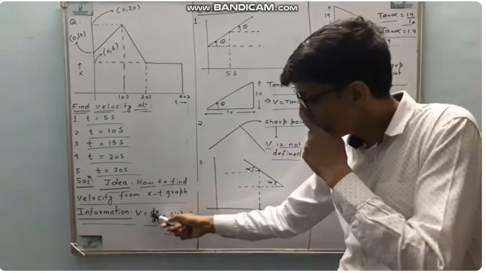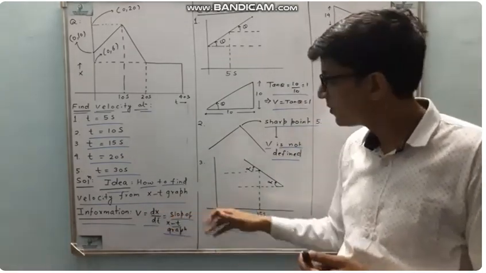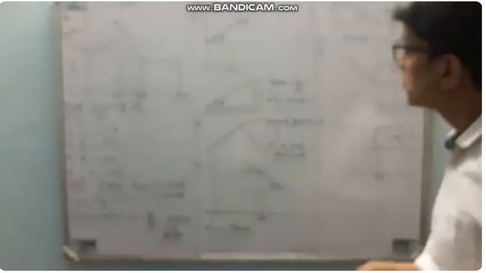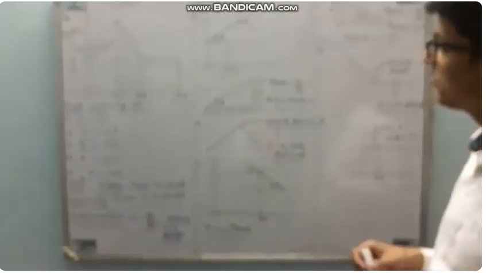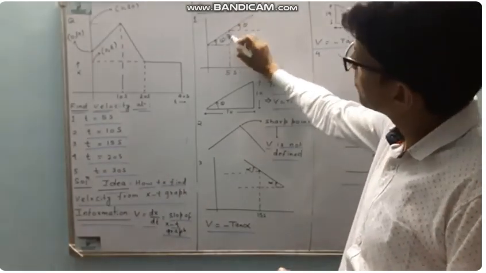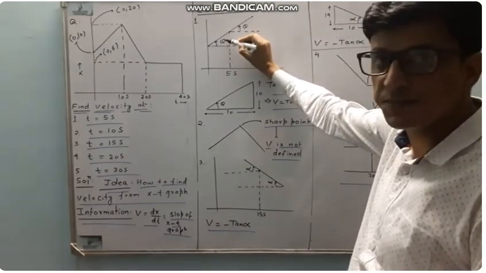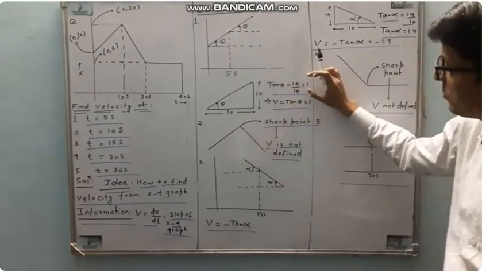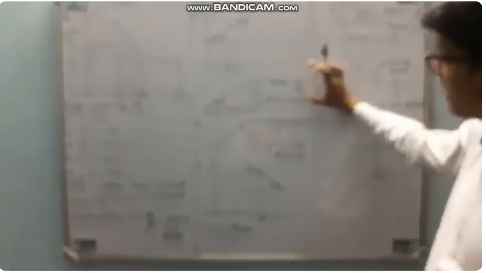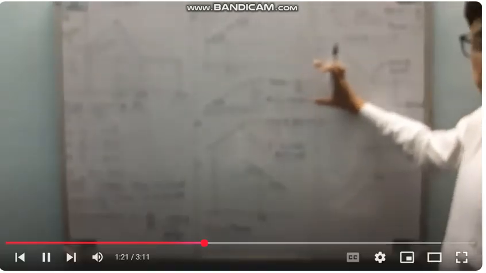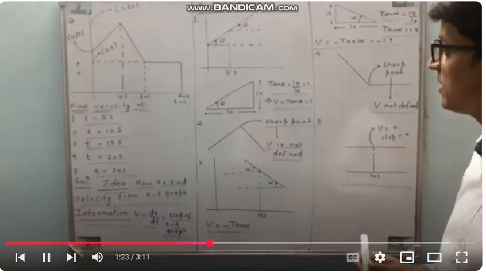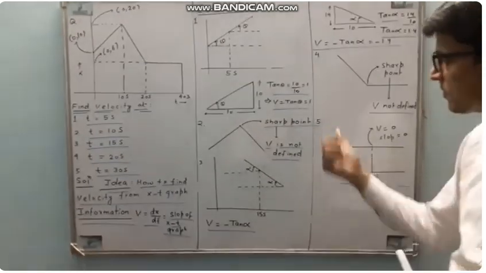Velocity is dx by dt, we know that, which is the slope of the x-t graph. So if I talk about velocity at t = 5, you just draw a tangent at t = 5. It's a straight line. If this angle is theta, then this angle will also be theta. Then tan theta is equal to 10 by 10, which is equal to 1, and v is equal to tan theta, which is 1. So at t = 5 seconds, the velocity is 1.